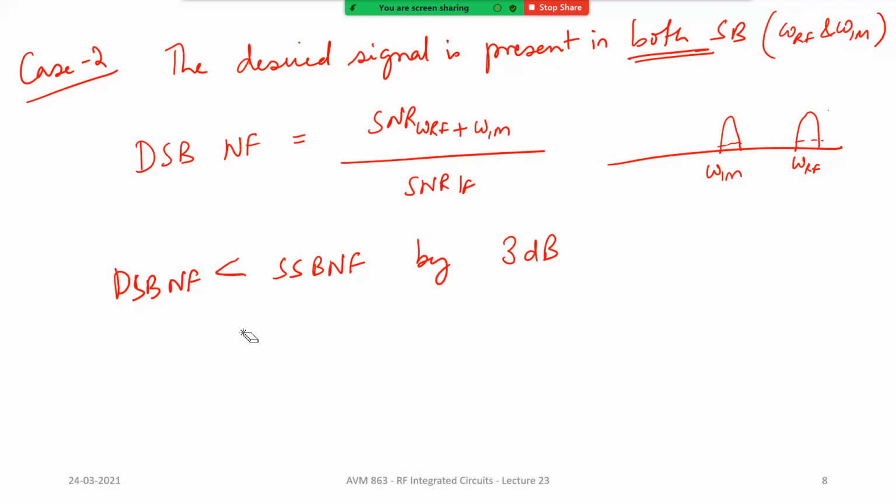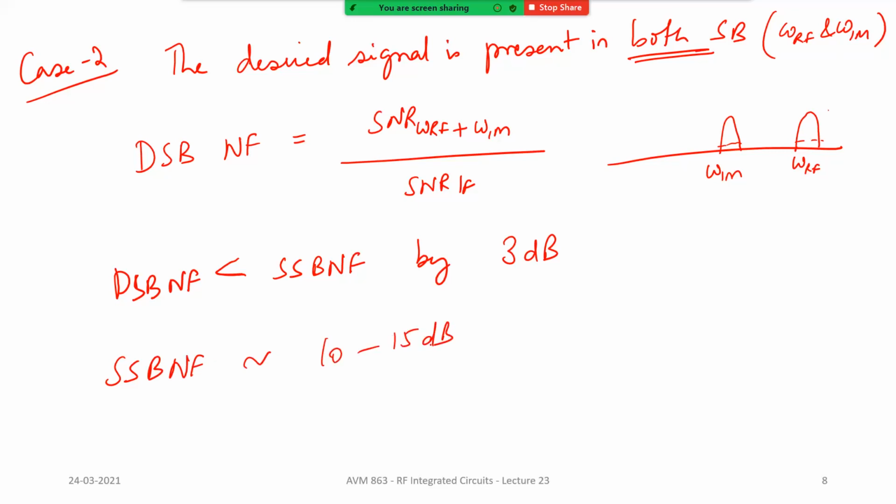At least now the trend is not so much. Mostly people report only the SSB noise figure, but earlier people wanted to project very nice noise figures, and they would go ahead and put the DSB noise figure. There are people who do a more honest evaluation with an SSB noise figure, and they will very specifically mention that this is my SSB noise figure. Usually the single sideband noise figure is typically 10 to 15 dB, depending on the implementation.